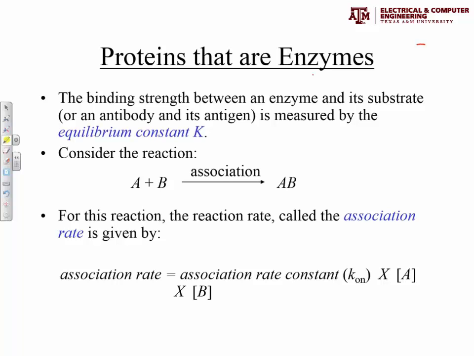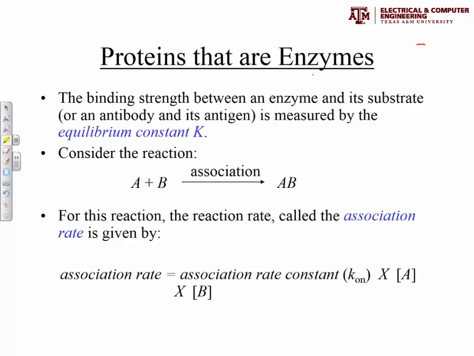So consider the reaction. Let's say two things react together. A and B react together to give you AB, right? So this is an association reaction. For this reaction, the association rate is some constant, the association rate constant, times the product of the concentrations of the reactants. I think it's called the law of mass action in chemistry or chemical engineering. The rate at which the reaction happens is proportional to the concentration of the reactants.